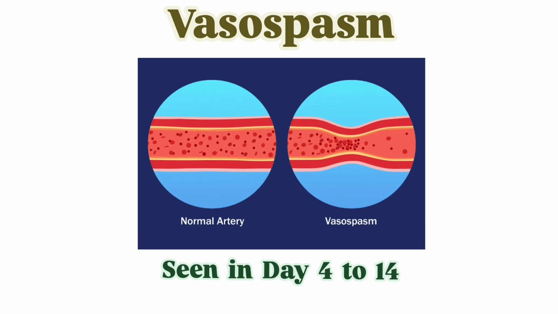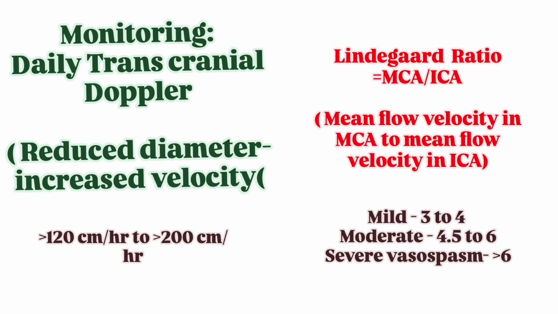Now, vasospasm is commonly seen on day 4 to 14 of subarachnoid hemorrhage. Due to vasospasm, the vessels become stenotic, affecting the blood flow through them. Now, how to monitor the vasospasm? It is done through daily transcranial Doppler. As we all know, in vasospasm, the vessels become stenotic, so the diameter of the vessel will decrease. When the blood passes through a smaller diameter, the velocity will be relatively higher. So in the middle cerebral artery, if the velocity is greater than 120 centimeters per second to more than 200 centimeters per second, it is highly suggestive of vasospasm.